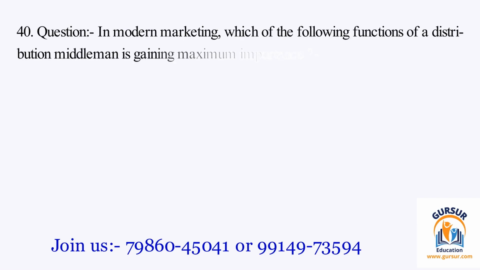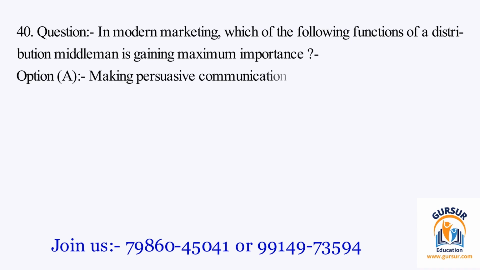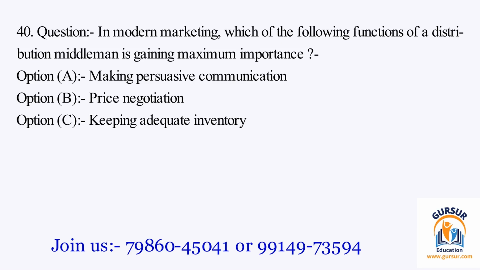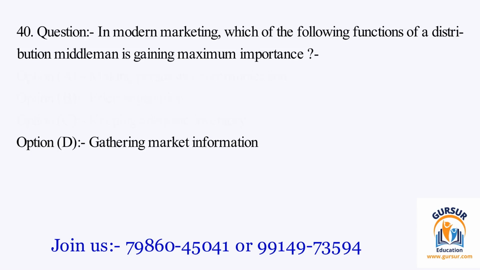Question number 40. In modern marketing, which of the following functions of a distribution middleman is gaining maximum importance? The option A is making persuasive communication. The option B is price negotiation. The option C is keeping adequate inventory. The option D is gathering market information. The right answer of the question is option D, and that is gathering market information.